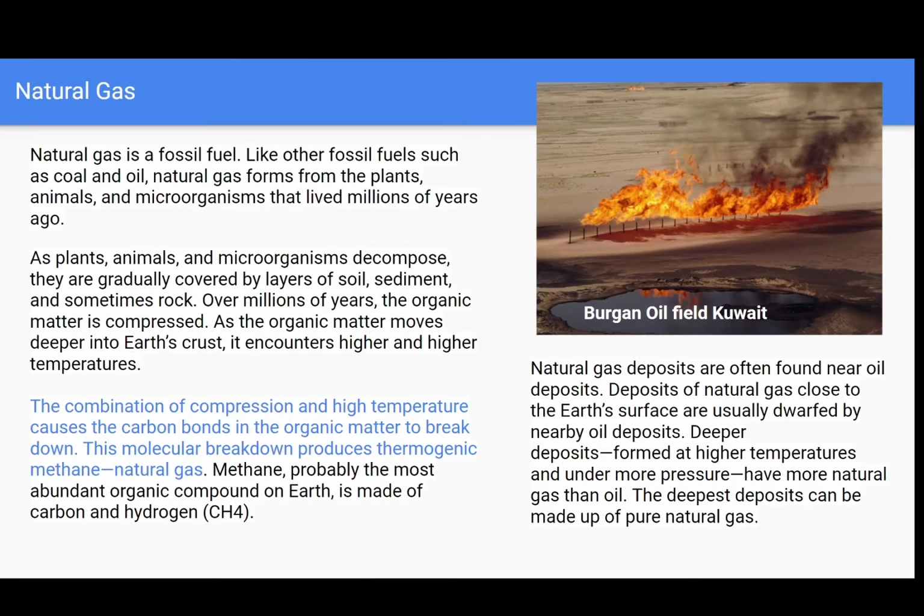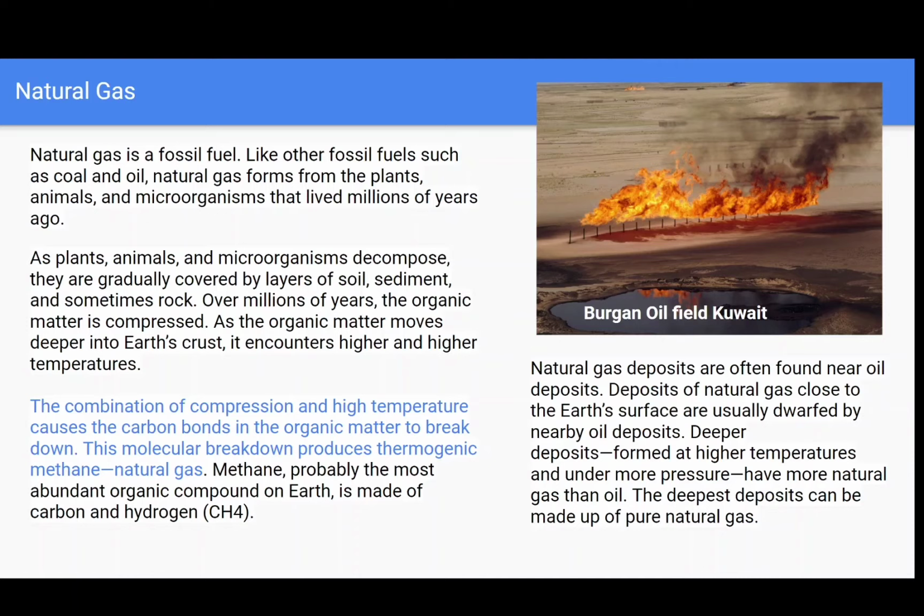So this is just a quick recap of what we already know. Natural gas is a fossil fuel such as coal and oil, and it is formed when plants, animals and microorganisms decompose under layers of soil and sediment over millions of years. The combination of compression and high temperature causes the carbon bonds in the organic matter to break down. This molecular breakdown produces thermogenic methane, such as natural gas. Thermogenic just means heat releasing.